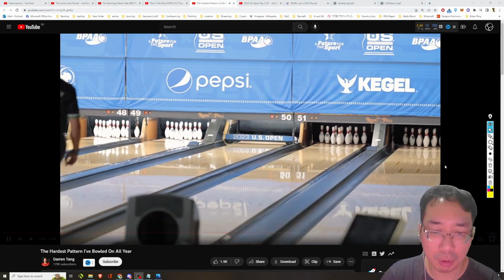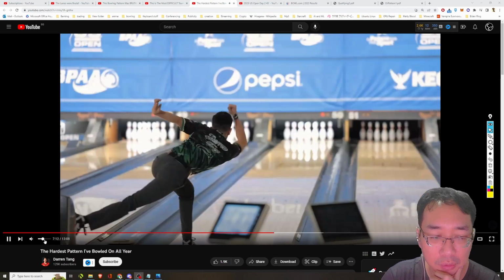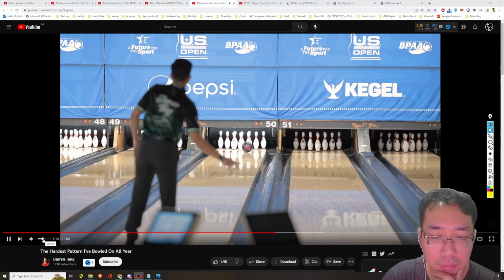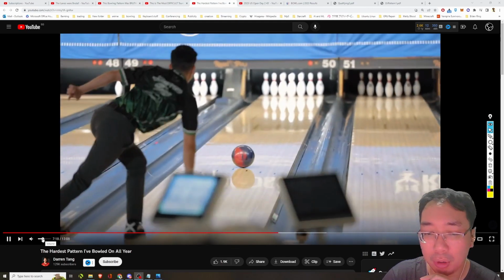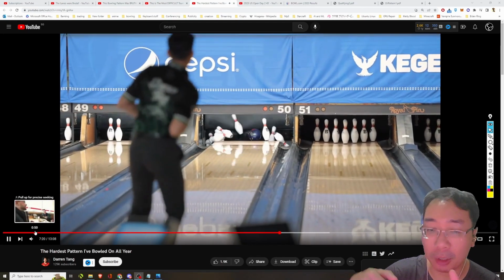Not too sure what ball Darren is using here. Yep, if anyone knows what ball Darren is using here, you can put it down in the comments below.